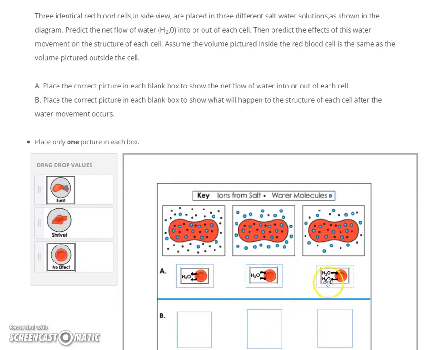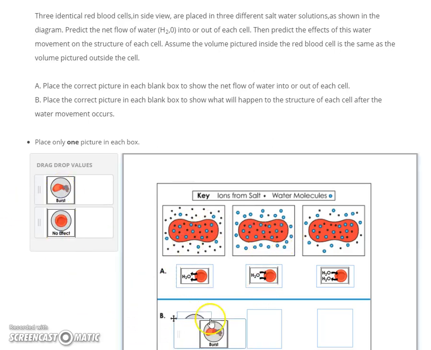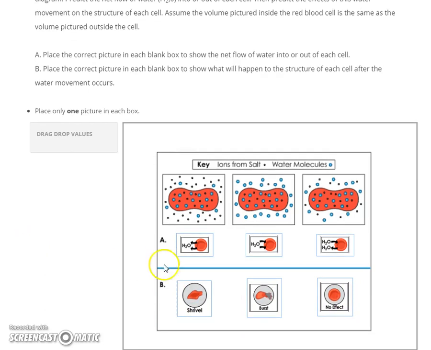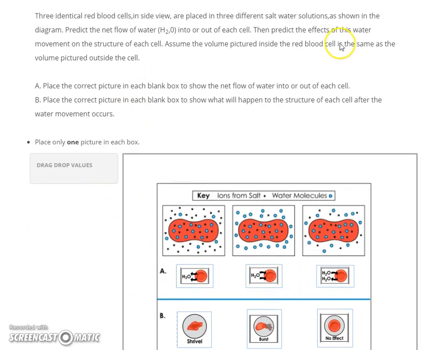And so there's the motion of the water molecules, and not surprisingly, we should be able to figure these out. If the water is going to move out of the cell, this cell will shrivel. If the water moves into the cell, this cell will swell up and potentially burst. And this one, since it's balanced going in and out, we should see no real effect. It should keep its normal size. So there's our 6-part answer to that question based on osmosis.